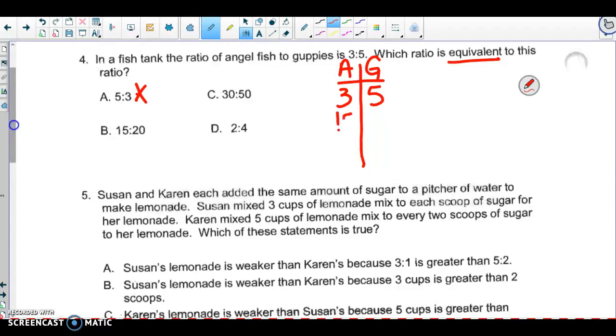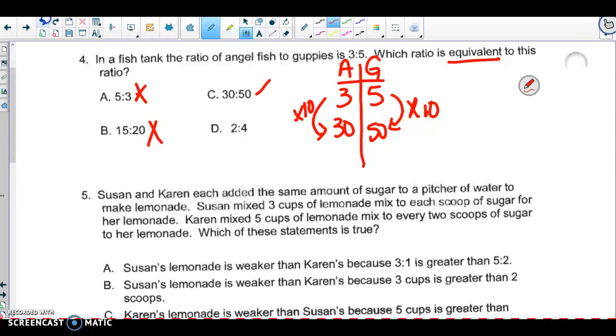So I could get to 15 by multiplying by 5, but if I multiply here by 5, I end up with 25 here. That's not 20, so that one doesn't work. Okay, so if I look here, what about 30 and 50? Well, I can get to 30 by multiplying by 10, right? And I can get to 50 also by multiplying by 10. So yes, this one would be.